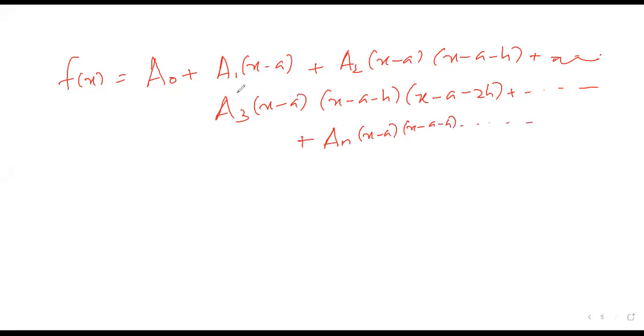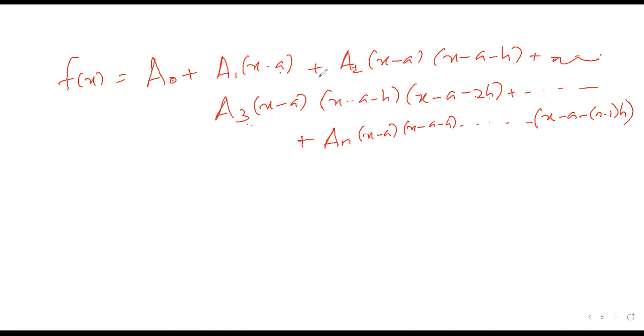It continues. See here, this is one less than, this is up to x minus a. For a2, it goes up to x minus a minus h. For a3, it goes up to 2h. So what do you think this one will be? This will be x minus a minus, is that nh? Do you think it is nh? See here, this is a3, then 2. So one less, no? So it should be (n minus 1) times h.